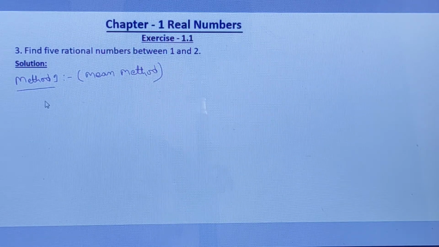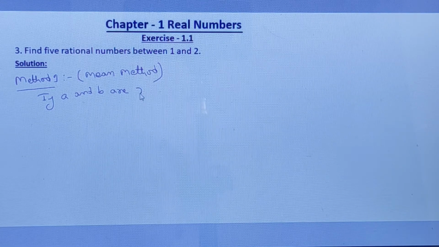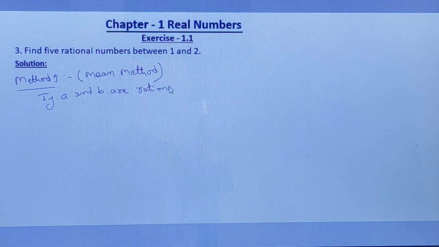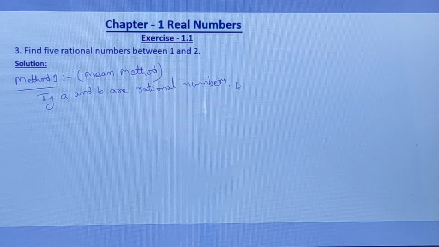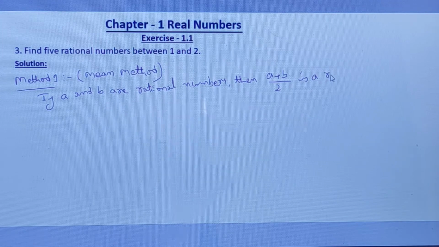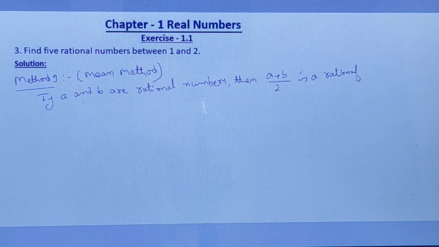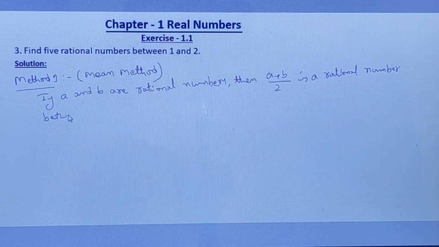What is mean method? Let us recollect. If a and b are any rational numbers, then (a plus b) by 2 is a rational number between a and b.